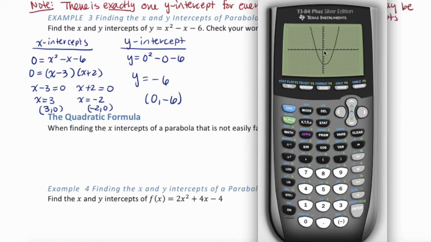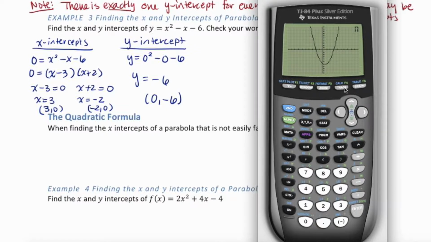So let's see what these are visually. 1, 2, that looks like a negative 2. 1, 2, 3, this definitely looks like a positive 3. 1, 2, 3, 4, 5, 6, that looks like a negative 6. So that was a visual inspection. Let's use the tools of our graphing calculator to verify these values exactly.